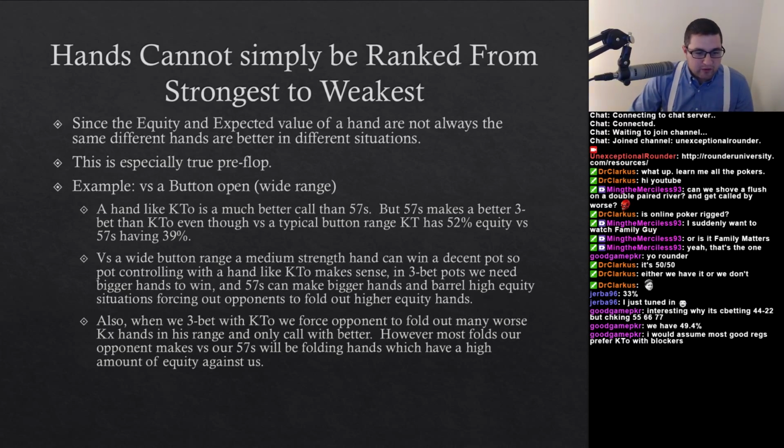So when we 3-bet with king 10, we force our opponent to fold out many worse king x hands in his range and only call with better. However, most folds our opponent makes versus our 5-7 will be folding hands which have a high amount of equity against us. So hopefully that makes sense.